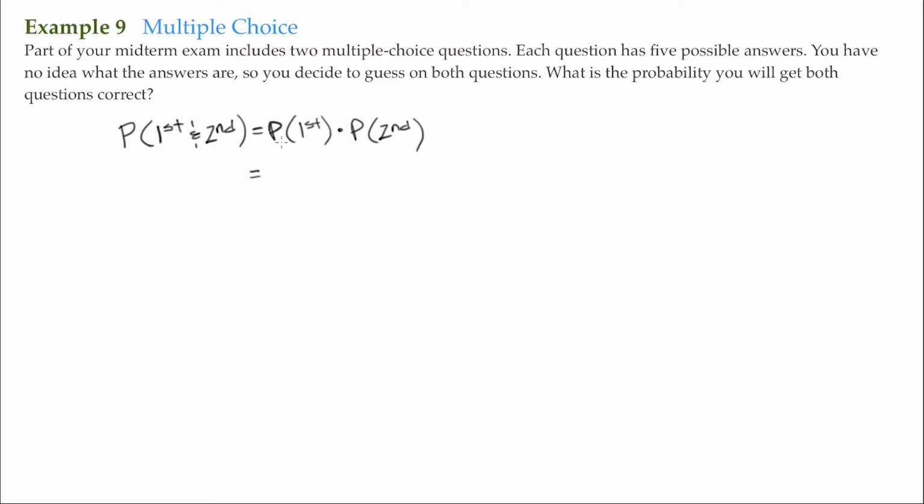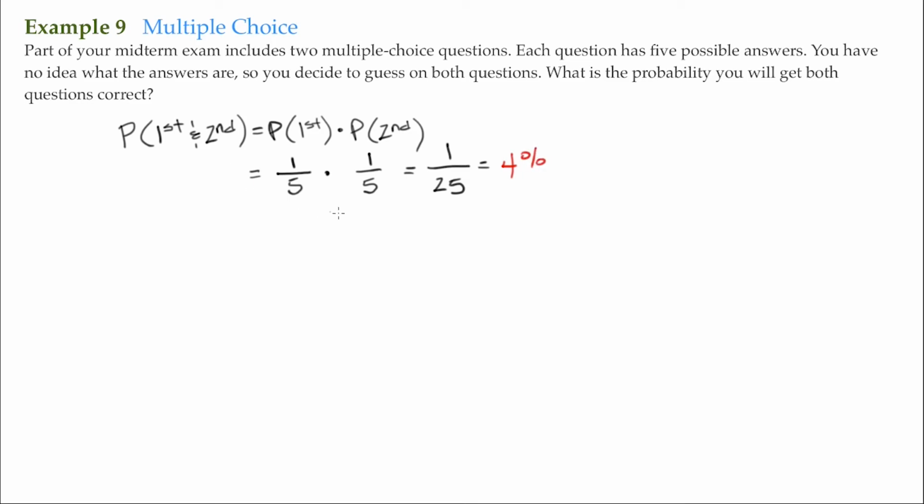So the probability to get the first one correct, well, each question has 5 possible answers. So you have a 1 in 5 probability of getting the first one correct. And then you have a 1 in 5 probability of getting the second one correct. So then what's the probability you get them both correct? We multiply. 1 in 5 and 1 in 5, well, that's 1 out of 25. And 1 out of 25, we know that as 4%.